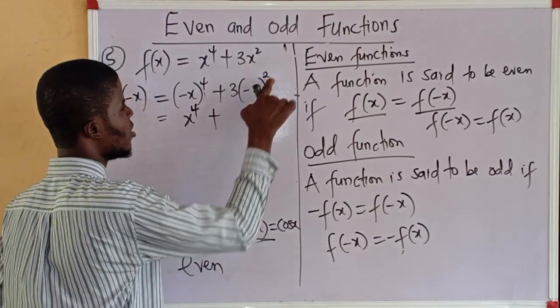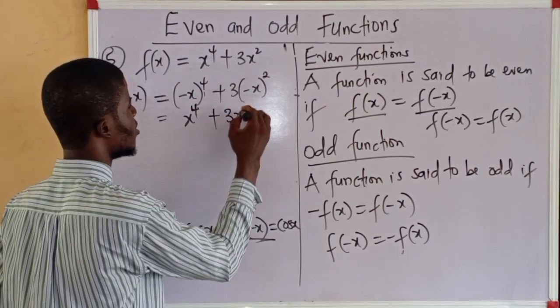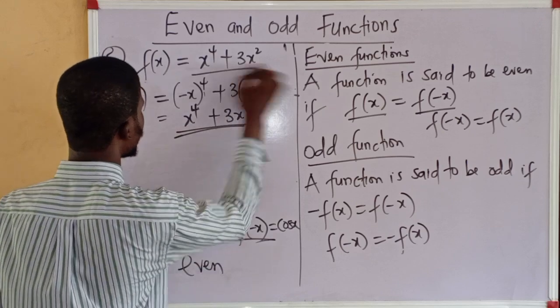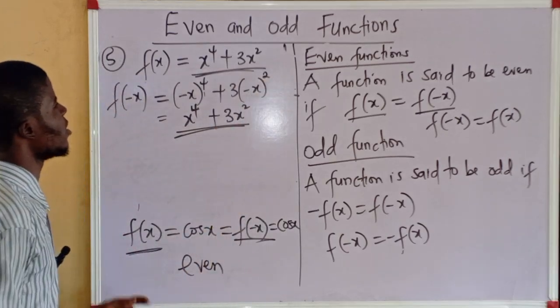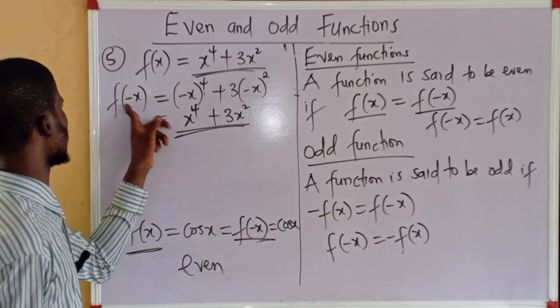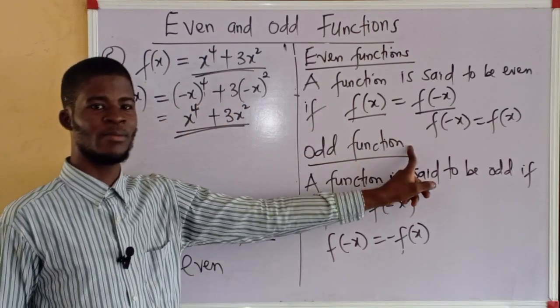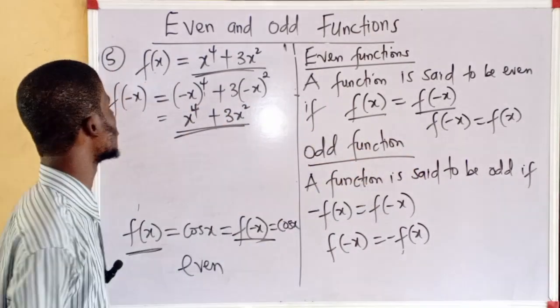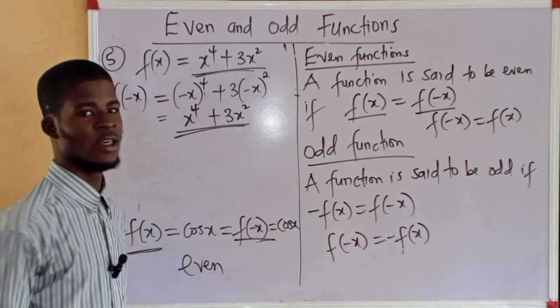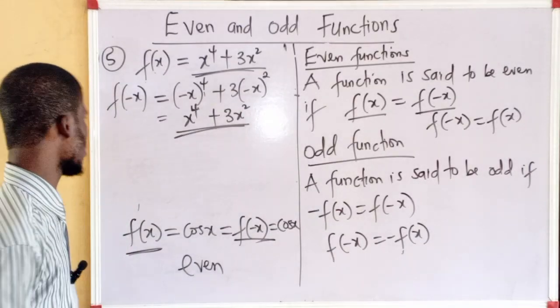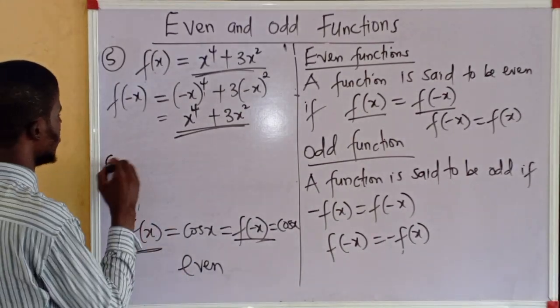Plus minus s squared is 3s squared. So what can you see? f of x equal to this, f of minus s equal to this. They are the same based on the principle of evenness of a function. So we can say that this function is actually what? Even. Alright?